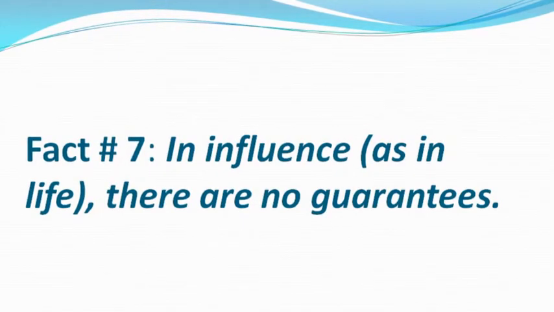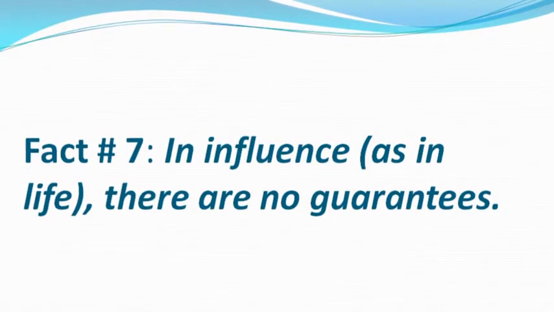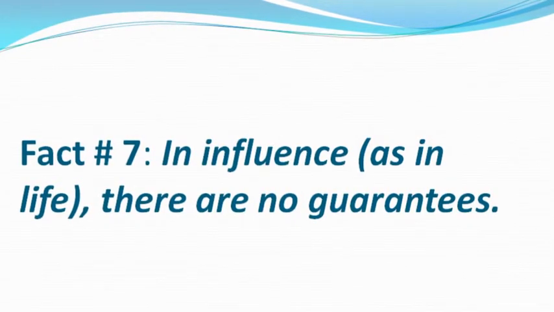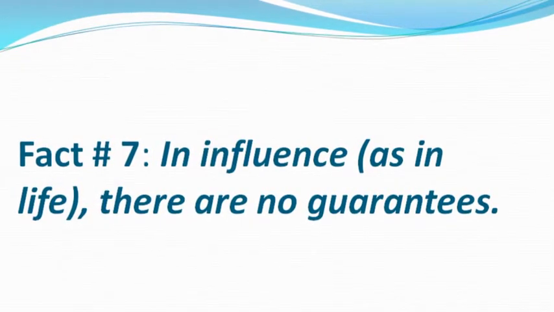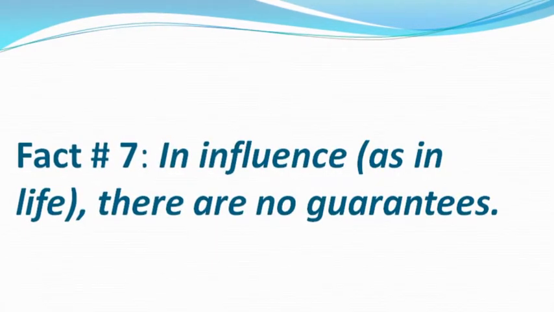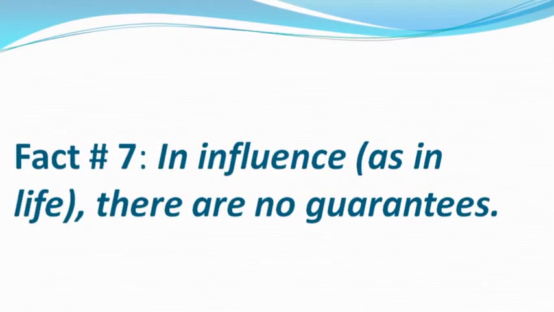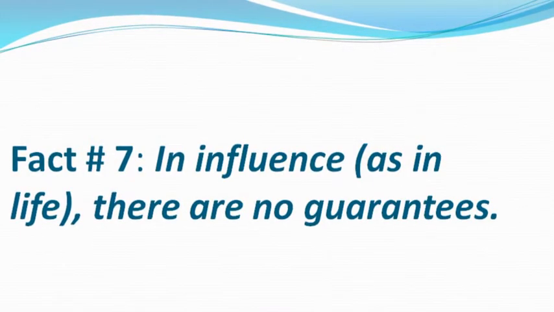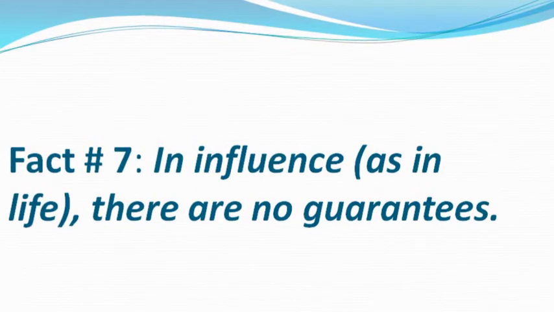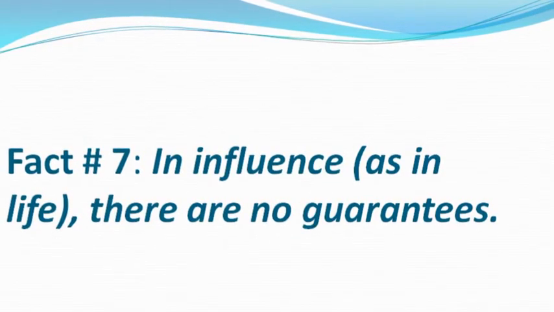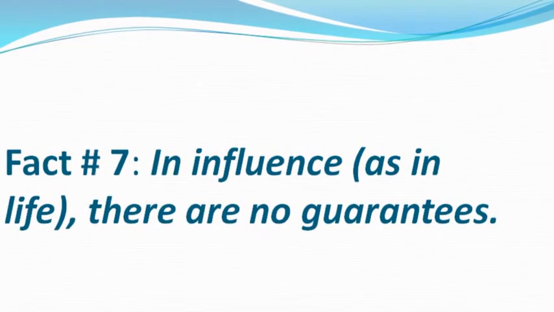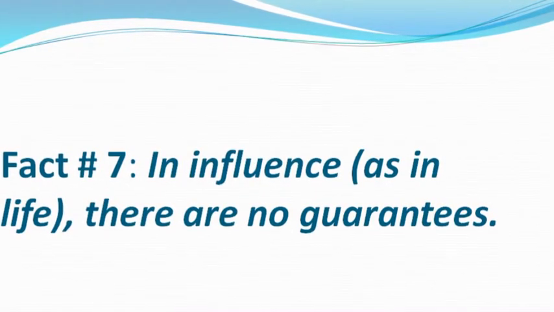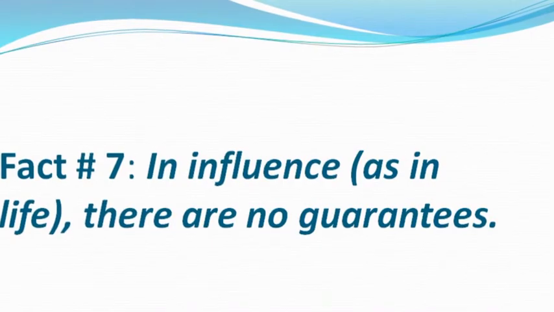Fact number 7. In influence, as in life, there are no guarantees. When you attempt to influence another person, you might succeed or you might fail. If you fail, you might try again with a different approach, or you might decide to pick another battle. The most effective influencers do not take rejection personally. Rather, they realize that there are no guarantees, brush themselves off, learn how to do better next time, and move forward.